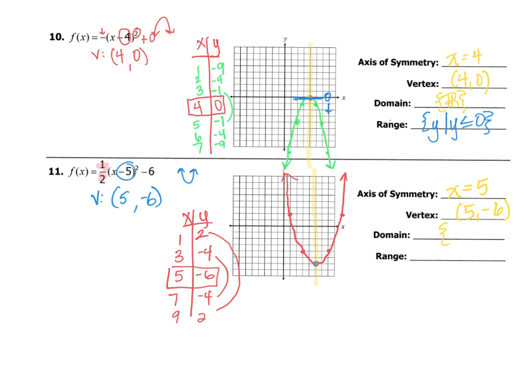Our domain stays the same, all real numbers, no matter what our vertical stretches or shrinks are. And our range, our lowest point here is at the vertex. That y value is -6, and we're moving above -6 for the y's. Up and down is range. So you would say this is all the y's such that y is greater than or equal to -6.